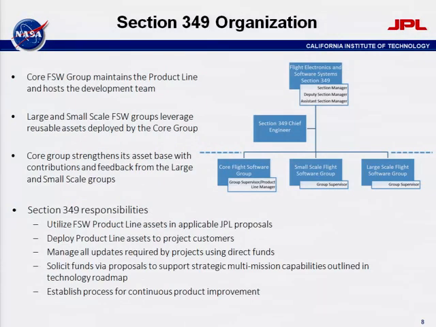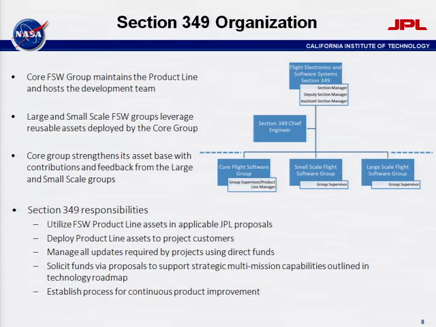So I mentioned before that the success or failure of the JPL flight software product line really hinges on the Section 349 organization and the line organization. And so we've actually reorganized our section. Section 349 is avionics and flight software. We've reorganized in order to support this line organization owned product line. So the core flight software group maintains the product line and hosts the development team.